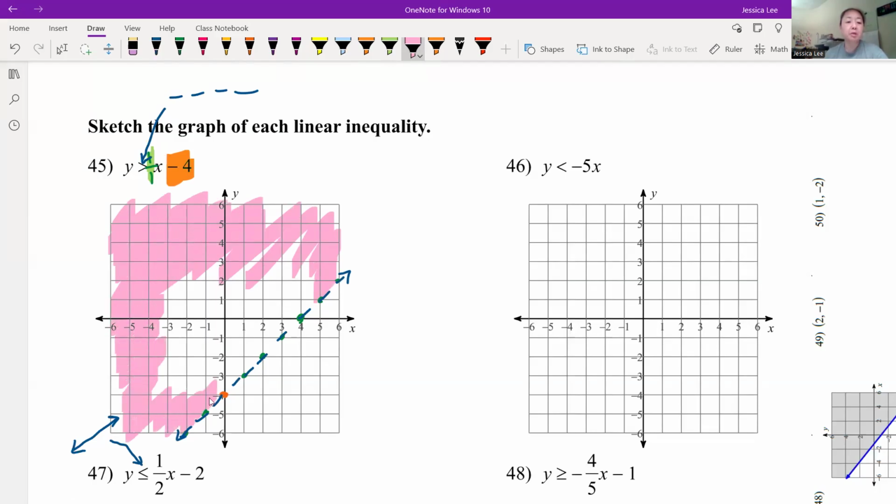We can also pick a point and plug it in, but for this one it's just faster doing it this way. I think about it conceptually.